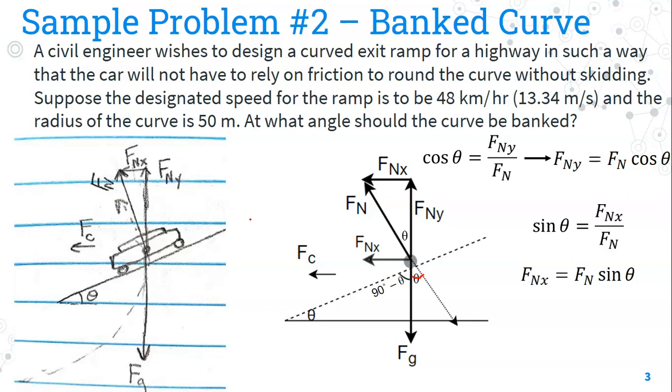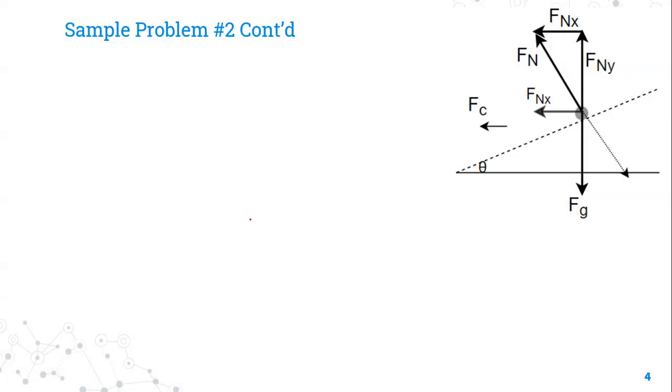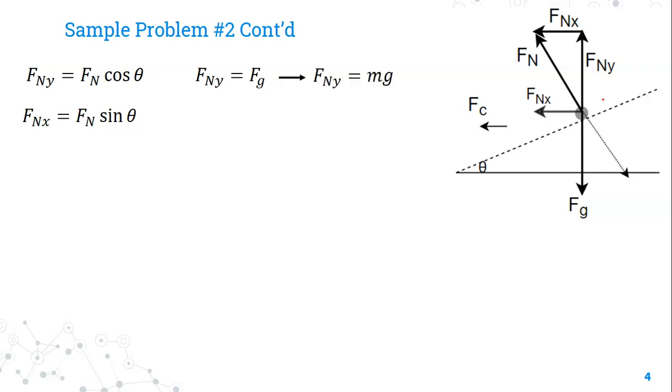So I'm going to transfer this to the next page. So we know Fny and we know Fnx. Now, this car, represented by this dot, is not moving up or down, so all of the forces in the y direction need to cancel. And what that means here is that Fg has to be equal to Fny. And Fg is equal to mg, so Fny equals mg.